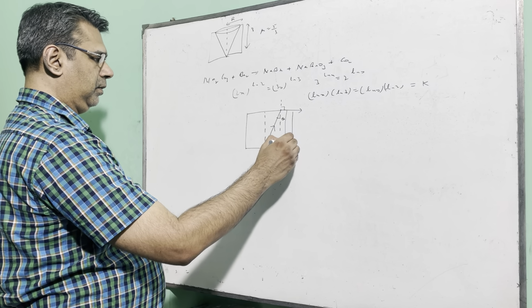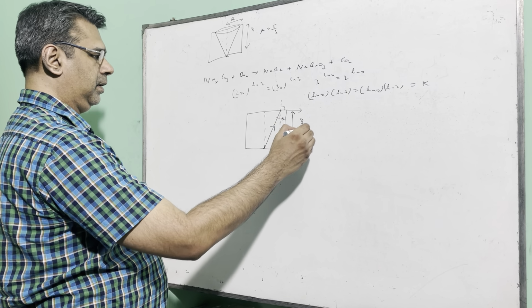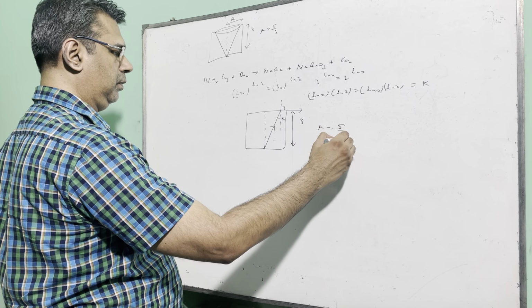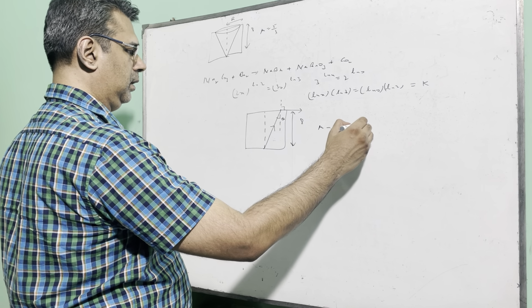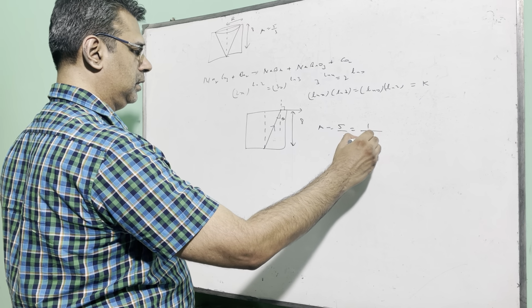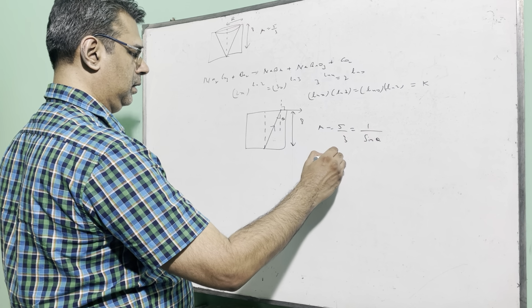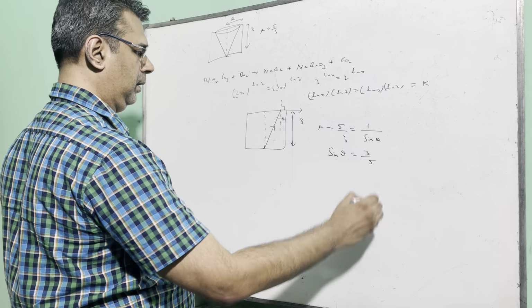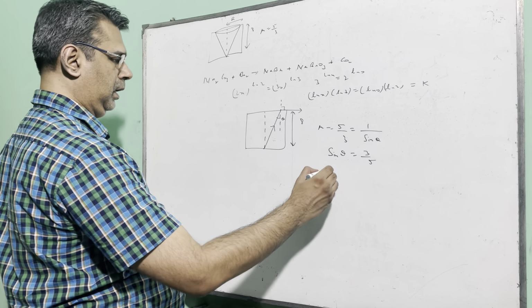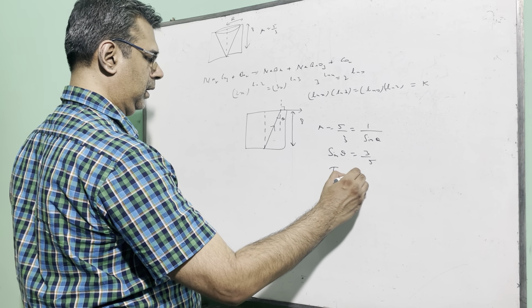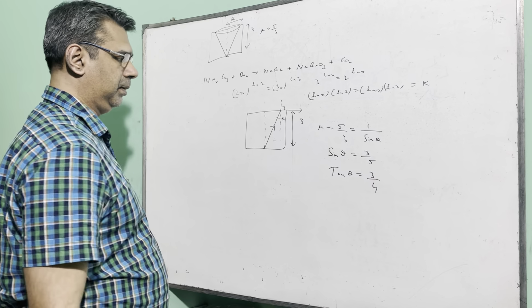The depth of this slab is 8 and mu is equal to 5 by 3, and all of you are aware that mu is 1 by sine theta. So that means sine theta will be 3 by 5. So that means tan theta will be 3 by 4.